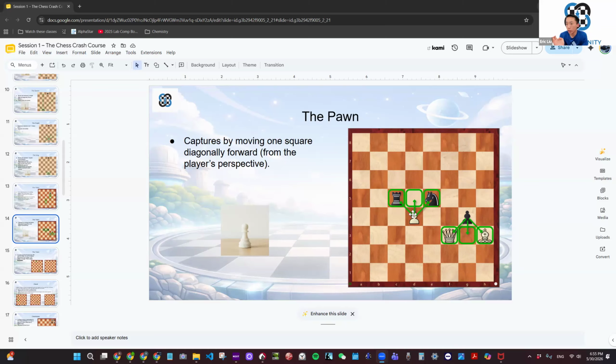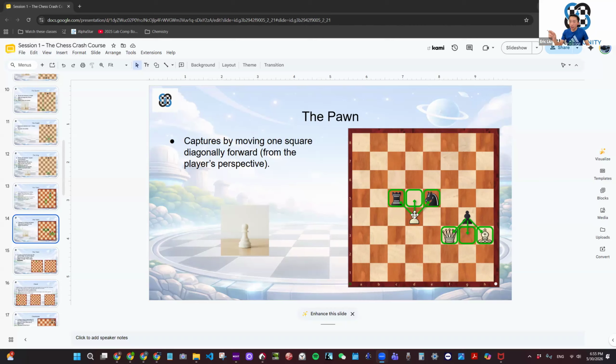Okay, and now let's learn about how the pawn captures chess pieces. You see there's a black rook on c5 and a black knight on e5, right? The pawn can capture 1 square diagonally. That's how the pawn captures chess pieces. So the pawn can capture the rook or the pawn can capture the knight.